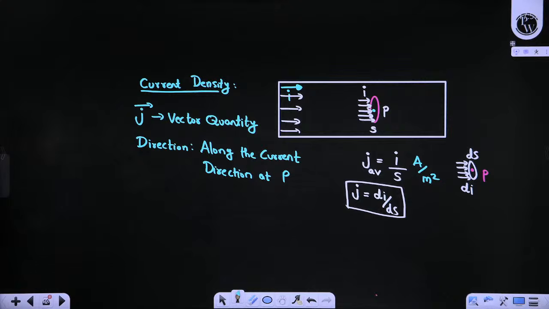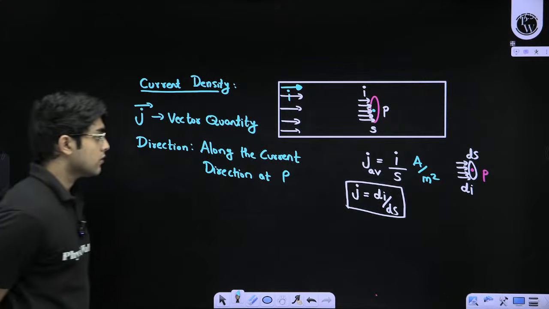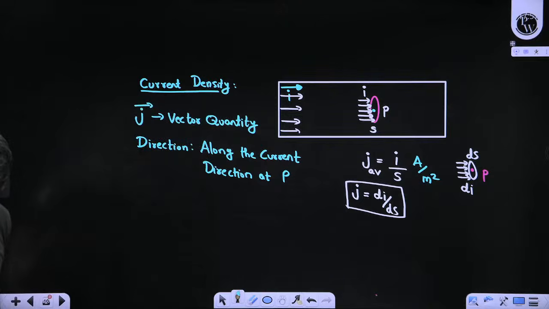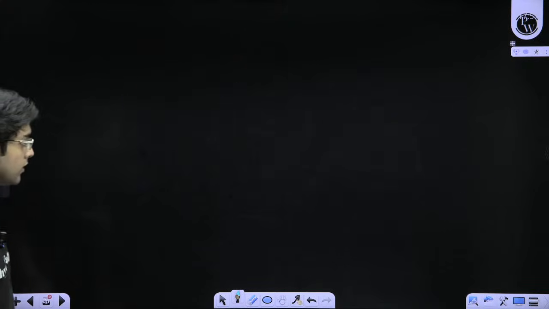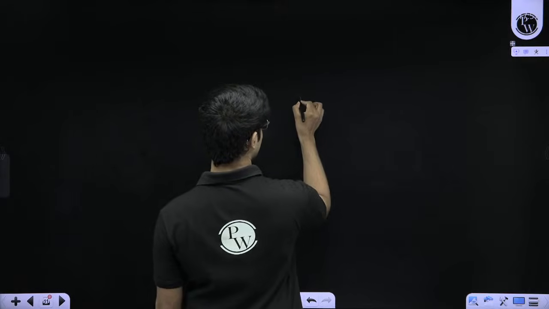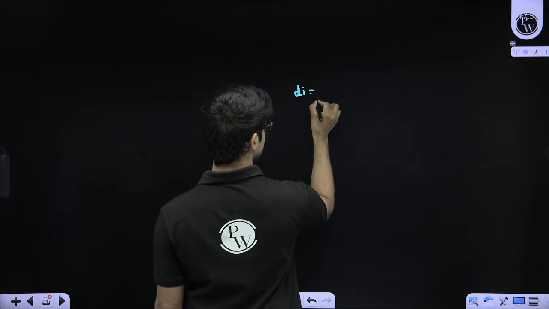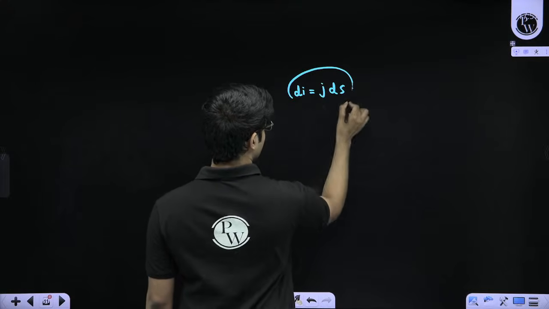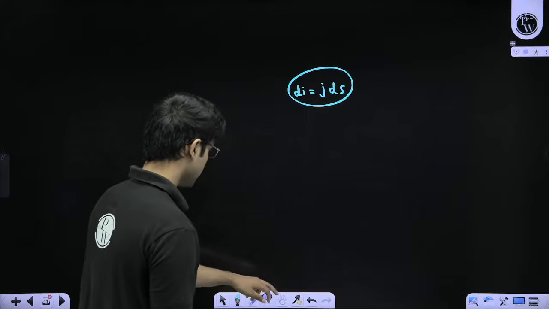Now, so that is all about current density. There is some extra stuff as well. So we'll start with that. Okay, so now the next thing is J equal to di by ds, right? So di, I can write it as J into ds. So this is also an important relation.